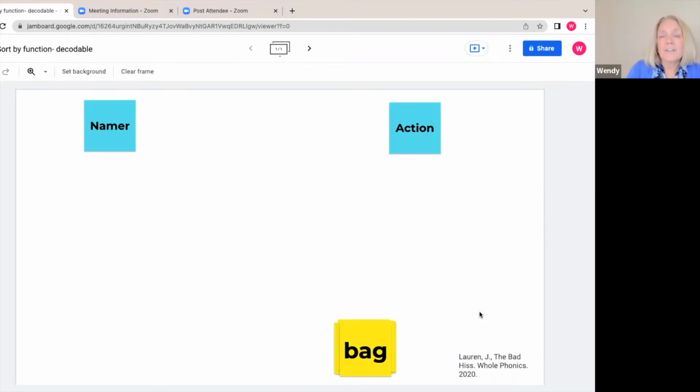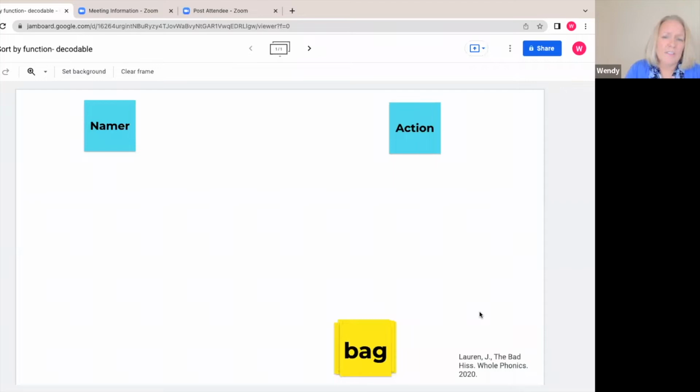I'm Wendy, a Literacy How mentor, and I will be demonstrating the word function sort, which can be found in the Literacy How Syntax Handbook. The purpose of this lesson is to have our students think about the job or the function of words in their sentences.